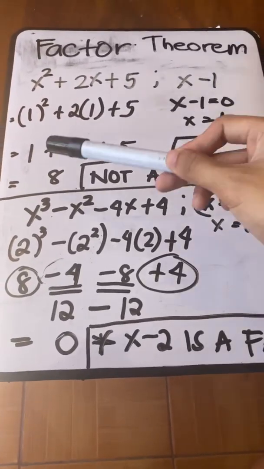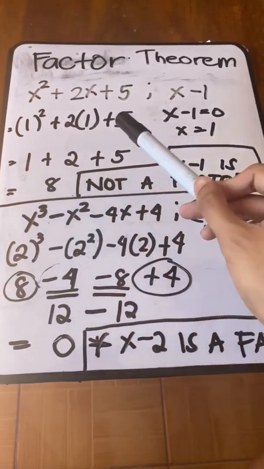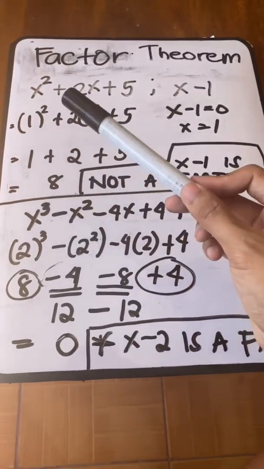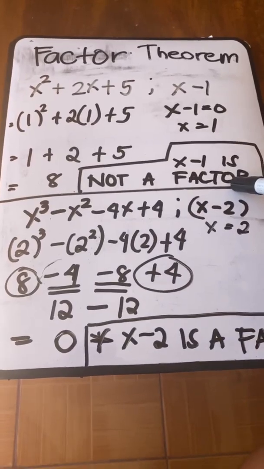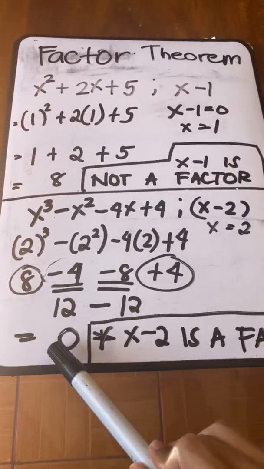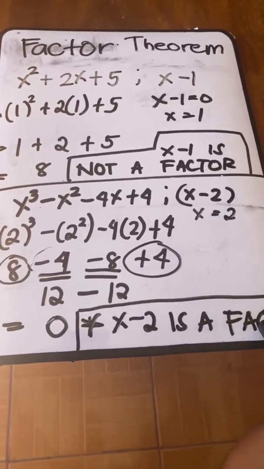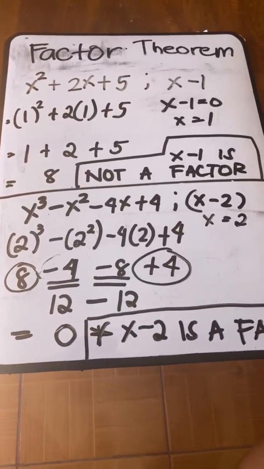So, once nasa dulo, may makuha tayo ng remainder, which is, for example, 1, 2, 3, 4, 5, and so on, o kaya naman ay negative 1, negative 2, and so on, basta hindi siya mag-equal to 0, so hindi siya factor. But once na nag-0 yung remainder natin dito, therefore, yung divisor natin is a factor of that dividend. Okay, so ito yung sinasabi ng factor theorem.